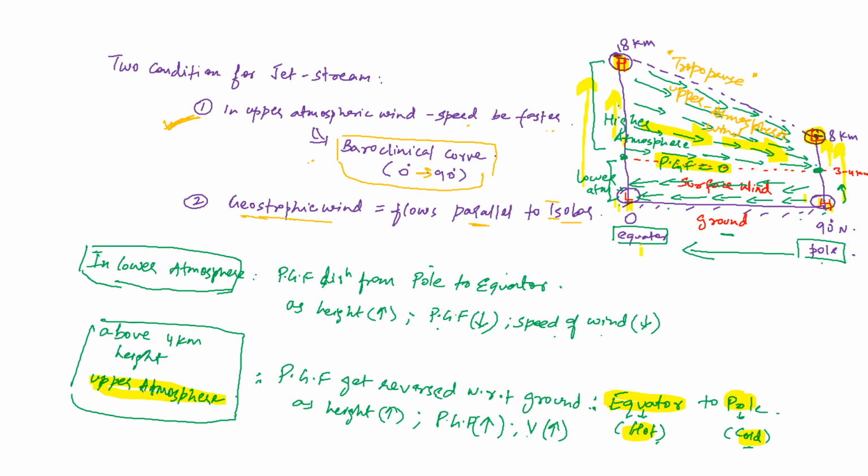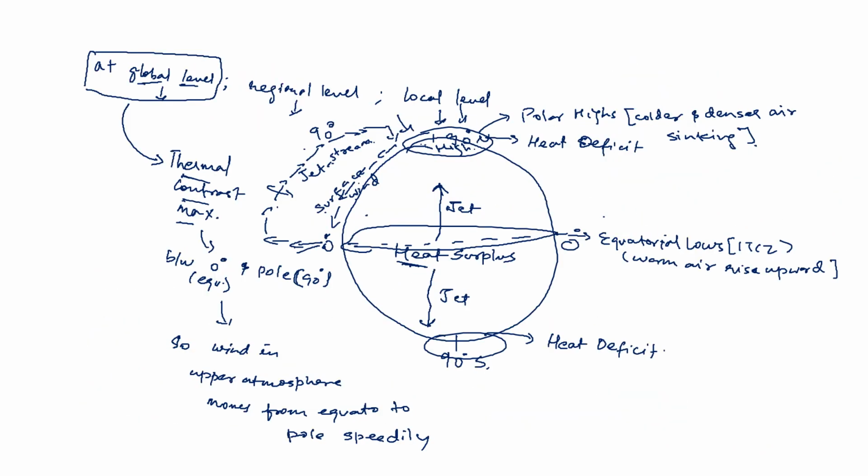So here as the height increases, the PGF also grows because high becomes higher and low becomes lower. So the difference in the pressure is growing with the increasing height. As the PGF is increasing, what happens to the wind velocity? That also gets increased. Now increasing velocity makes the upper atmosphere wind stronger and stronger.